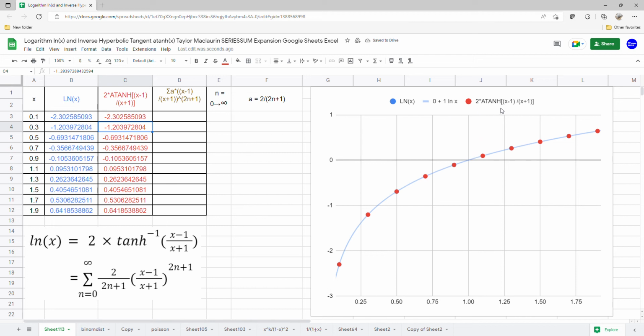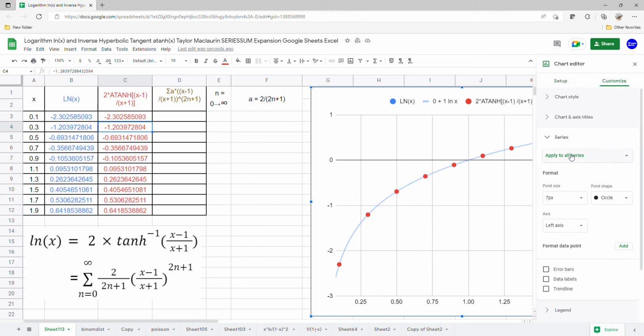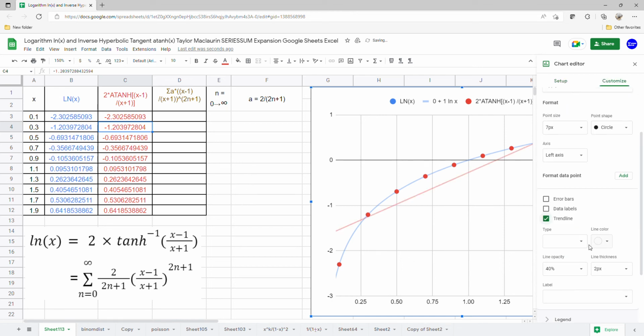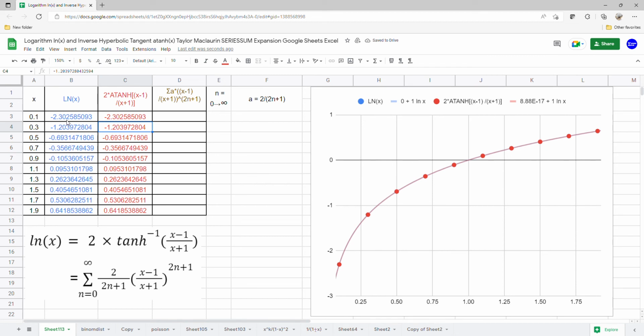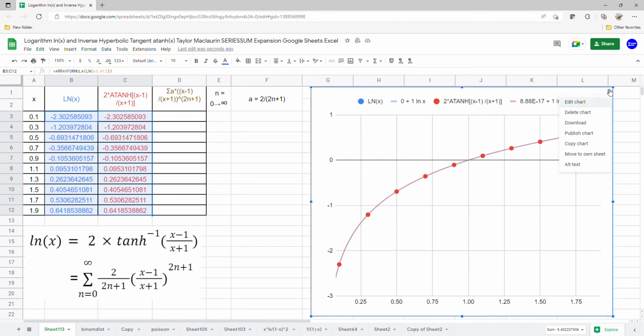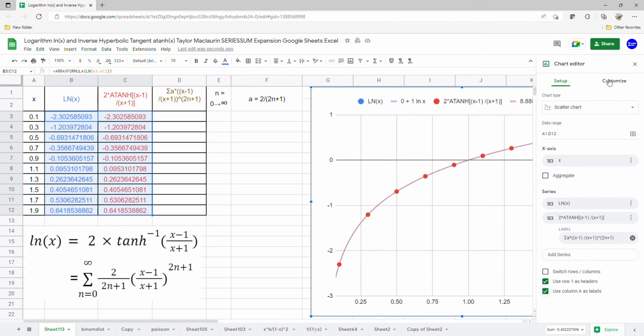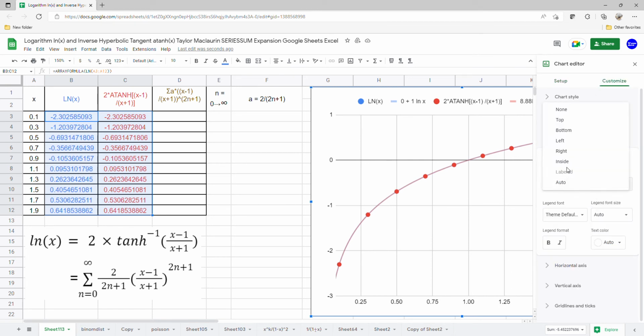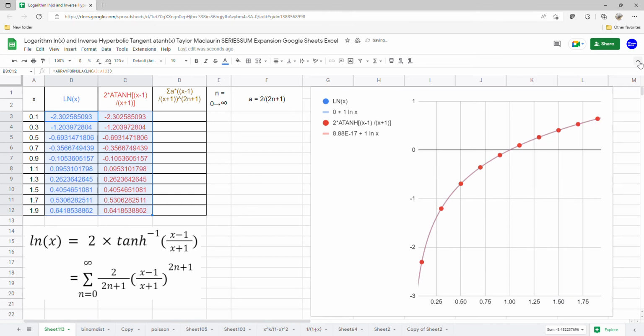But there's no equation on the trend line, so we show the trend line. That is series, show the trend line, the type logarithmic. For the label, use the equation. Now they're all in the same trend line because their values are exactly the same. And here's the equation. Reposition it at the left. So edit chart, legend, show on the left. So there's a difference, 8.88 times 10 to the minus 17. This is already 0. Plus 1 ln x.